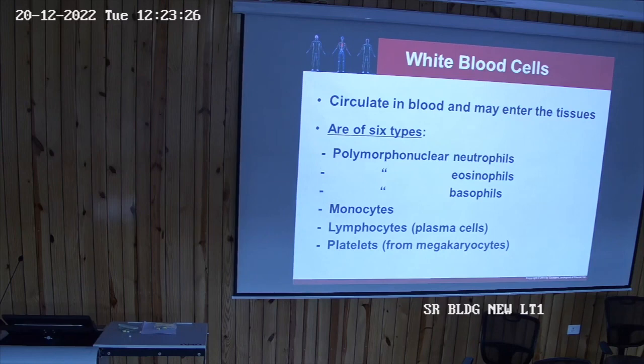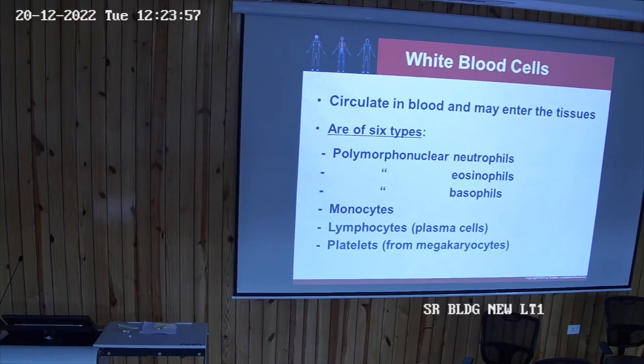On the basis of the appearance of the granules, in the case of neutrophils, the granules take both types of stains, acidic as well as basic. So they appear bluish and pinkish. They take both colors of stain, and they appear as fine dust particles, very fine. That is the most differentiating feature of neutrophil.